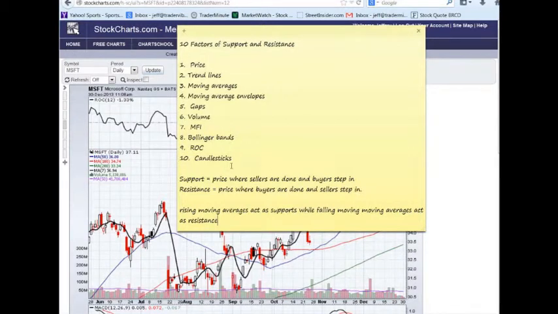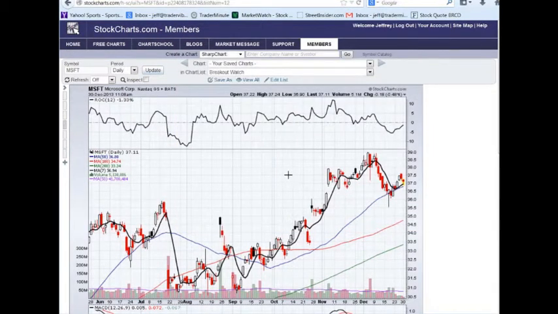What does that mean? Well, take Microsoft, for example. What's happening to the 50-day moving average over the last several months? Well, it's rising. So when Microsoft pulls back, where does it find support? Well, the 50-day moving average. Does it have to find support here? No, but the chances of it finding support at a rising moving average are greater.